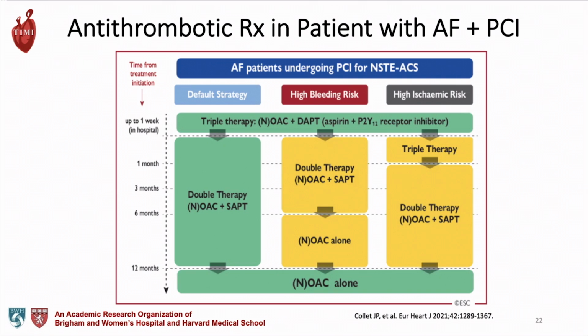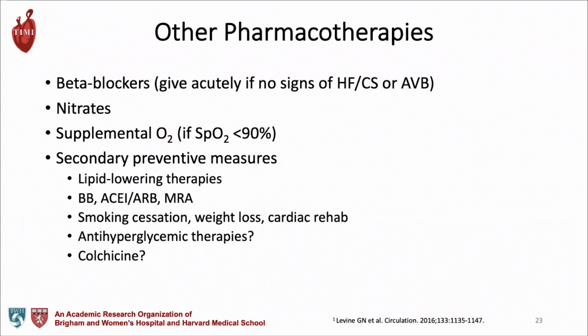And so the default strategy here is a brief period of triple therapy while the patients are in the hospital, and then dropping the aspirin, and then patients continue on oral anticoagulation and single antiplatelet therapy. In patients that are at particularly high bleeding risk, you may pull off all antiplatelet therapy after about 6 months. And in patients that are at particularly high ischemic risk, triple therapy may be continued for up to a month.